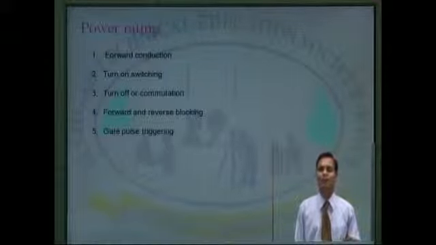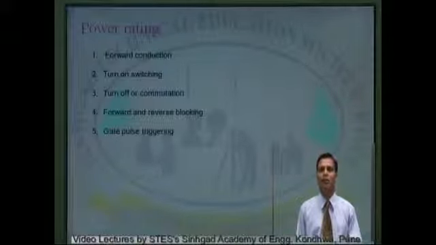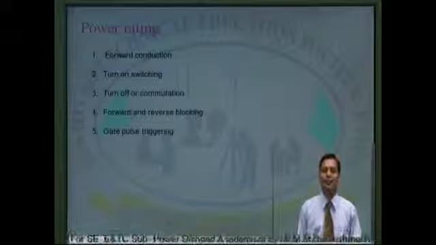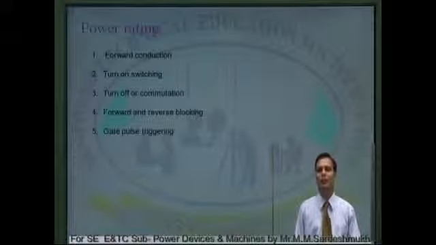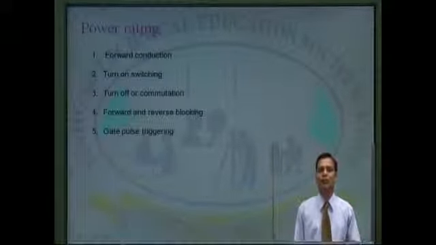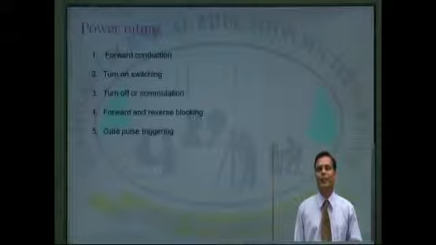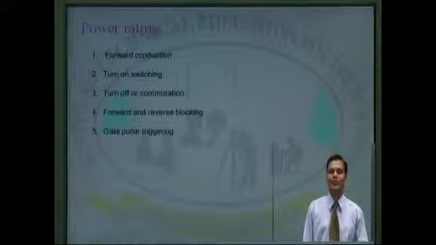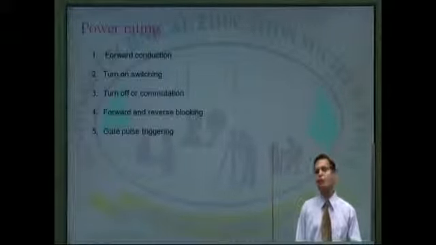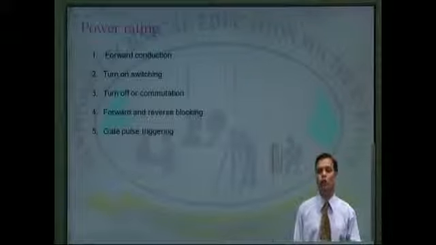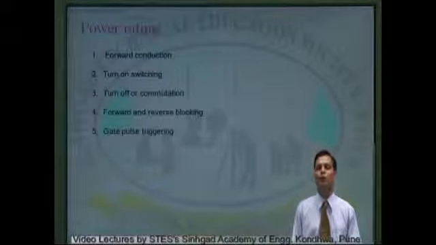So while considering the power rating, we have to consider both these cases, that is on state as well as off state. So power ratings are basically classified into forward conduction, turn on switching, forward and reverse blocking, and gate pulse triggering. In case of forward conduction, the current is maximum whereas voltage is minimum. So the total power loss P is nothing but V into I.